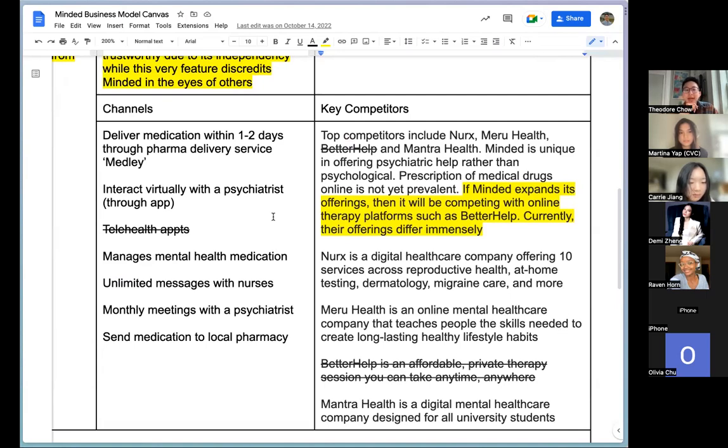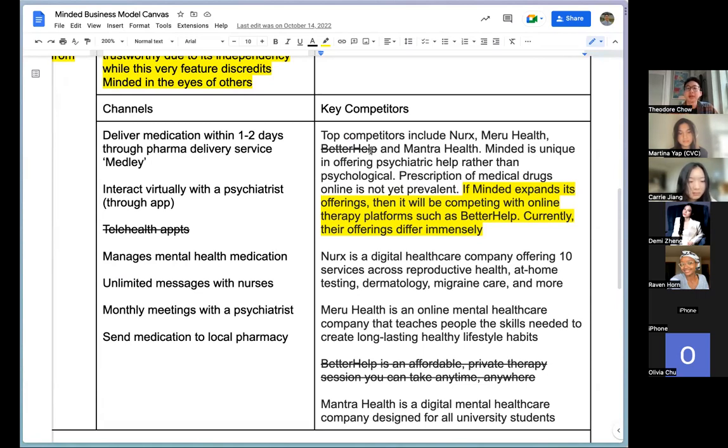They also have psychiatrists who interact with the patient virtually through the app. They manage mental health conditions, and you get unlimited messages with nurses, and monthly meetings with a psychiatrist. And obviously, they send medication to your local pharmacy.